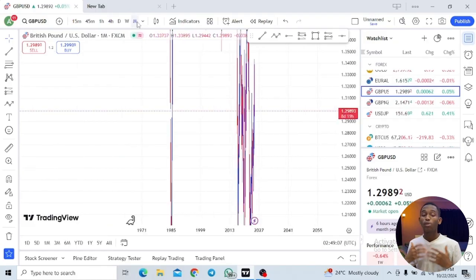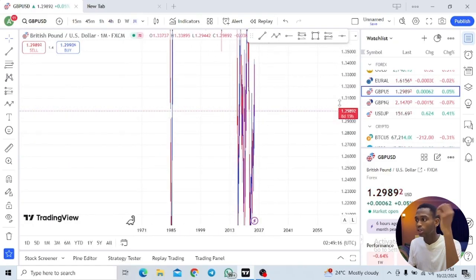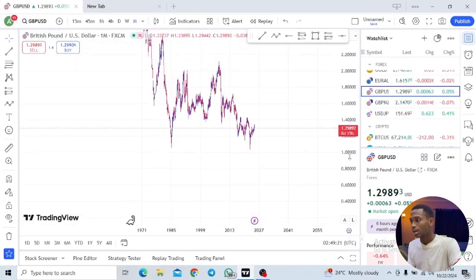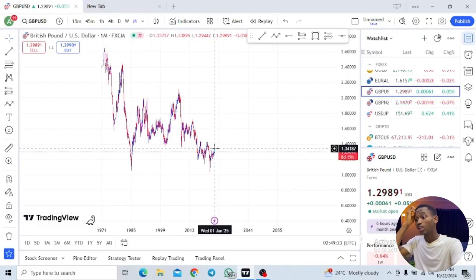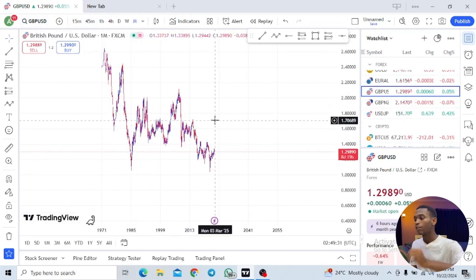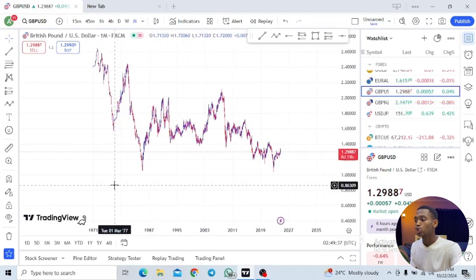Personally, I start from the monthly time frame. Now, if you notice, the construction of the 4 hours is different from the construction of the monthly time frame. The monthly time frame looks a little bit different. Now, look at how the monthly time frame is looking. It looks like a totally different pair, but it is still GBP USD. So from the monthly time frame, you can see it starts from 1971. From the monthly time frame, we're going to stretch this out.